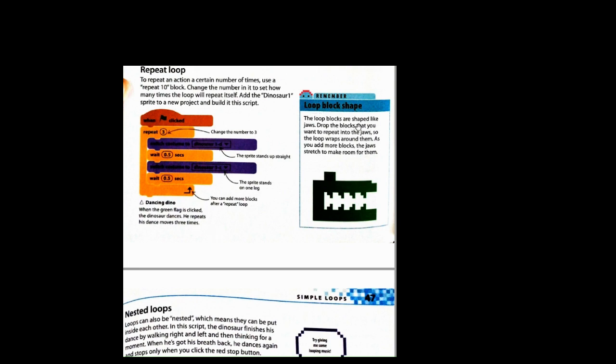Remember, loop block shape. The loop blocks are shaped like jaws. Drop the blocks that you want to repeat into the jaws so the loop wraps around them. As you add more blocks, the jaws stretch to make room for them.